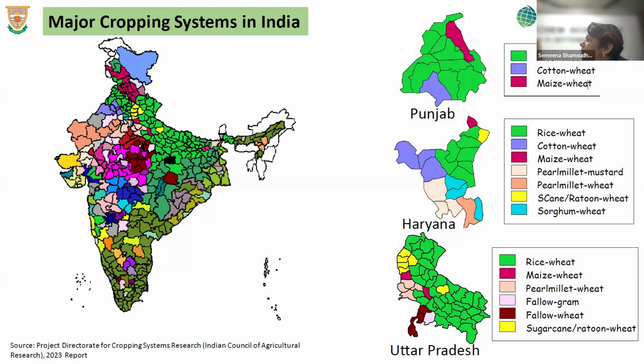Basically there are two main seasons, Kharif and Rabi. The Kharif burning is from October to November, and the Rabi burning is between March to April.